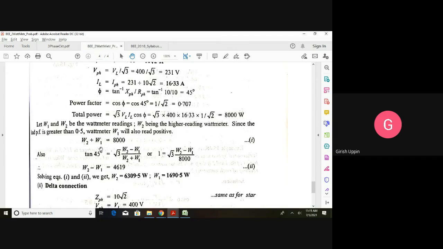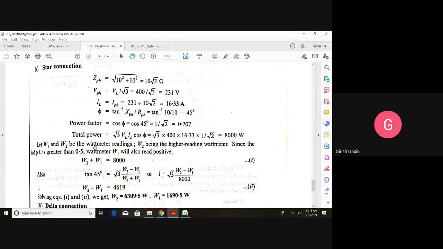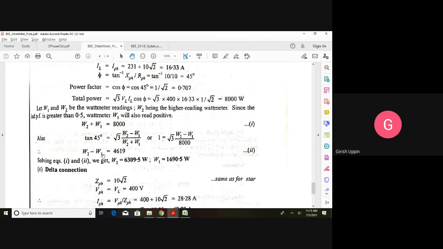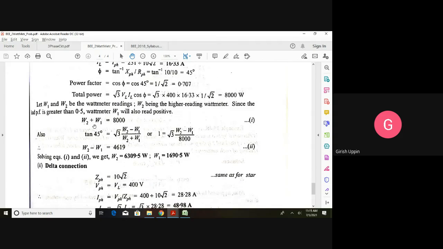4619. If you add these two, then W1 will get cancelled. 2W2 is equal to the sum of this. We get the value as 6309.5 watt and W1 as 1690.5. So this is one way of solving the problem.